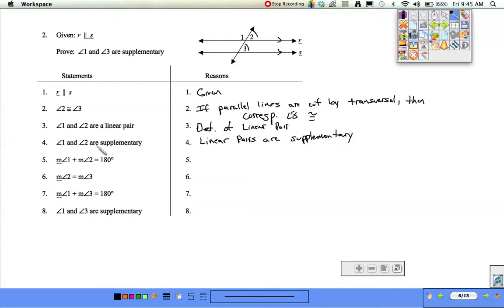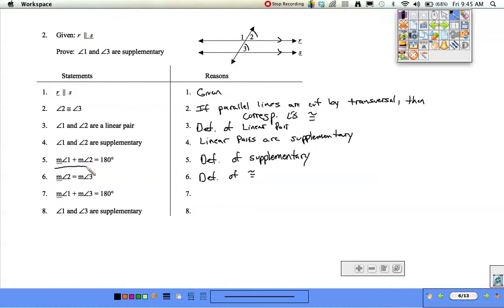Well, if 1 and 2 are supplementary, then it follows that the measure of 1 plus the measure of 2 equals 180, because that's what supplementary means. So by the definition of supplementary, I know that those two angles add up to be 180 degrees. Then we switch from angle 2 being congruent to angle 3 to saying that the measure of 2 equals the measure of 3. Well, the only way to change from being congruent to equals is by the definition of congruent. And the only reason to change to equals is so I can do things like add, subtract, multiply, divide, or substitute. And that's exactly what happens.